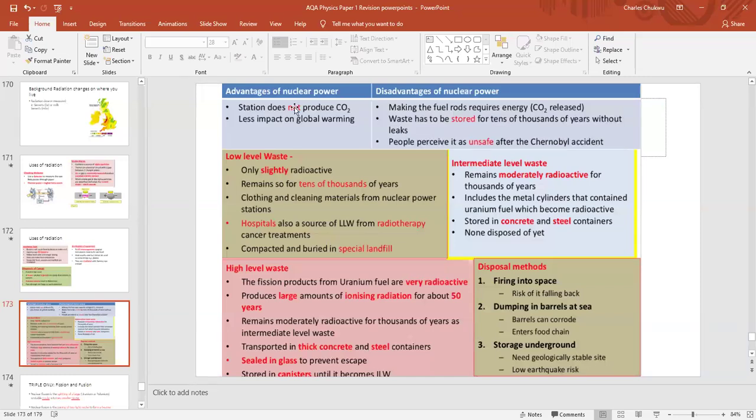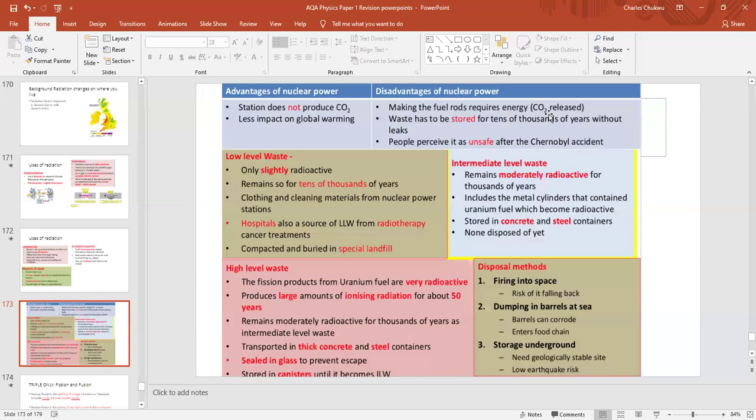Okay, so those are the advantages. But of course, there are disadvantages. Making of fuel rods requires energy. So that same energy we're trying to avoid, that CO2 will be released. You cannot totally avoid it. And then waste has to be stored for tens of thousands of years without leaks. And people perceive it as unsafe.